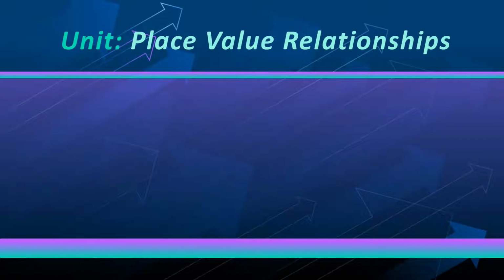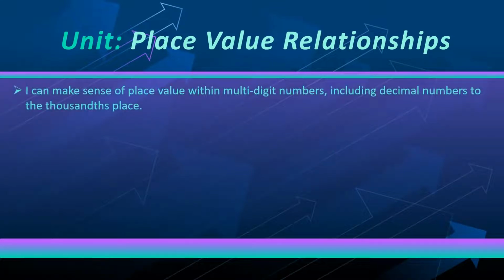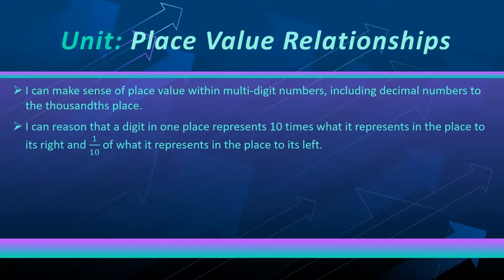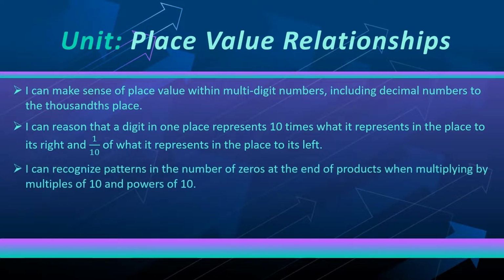This 5th grade unit of study will encompass the following key learning goals. These goals can also be found on the STEMscopes parent letter. I can make sense of place value within multi-digit numbers, including with decimals. I can reason that a digit in one place represents 10 times what it represents in the place to its right, and therefore 1/10 of what it represents in the place to its left, and this is including with decimals.